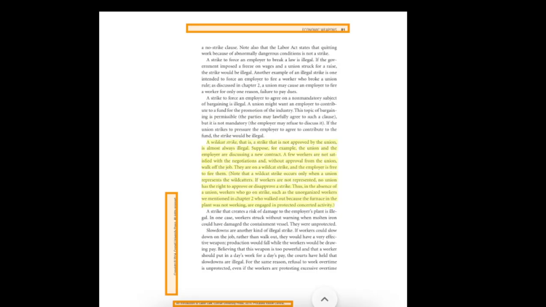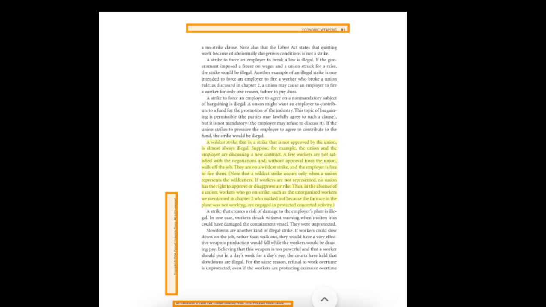A wildcat strike, that is, a strike that is not approved by the union, is almost always illegal. Suppose, for example, the union and the employer are discussing a new contract. A few workers are not satisfied with the negotiations and, without approval from the union, walk off the job. They are on a wildcat strike, and the employer is free to fire them.